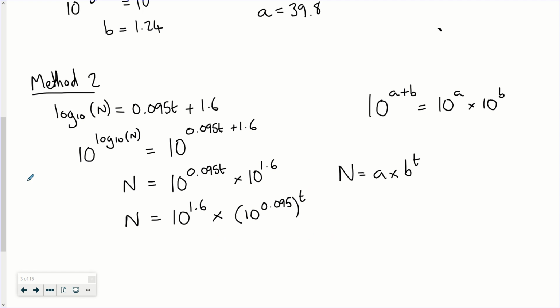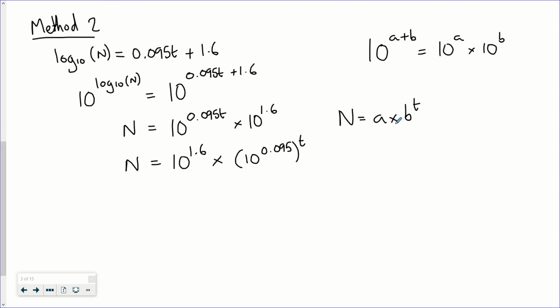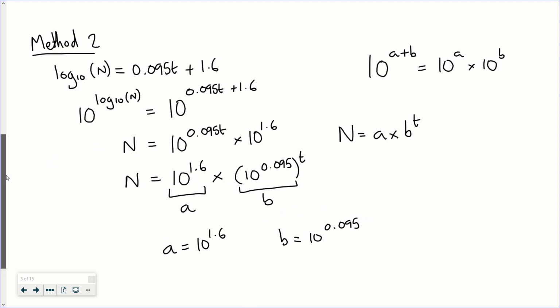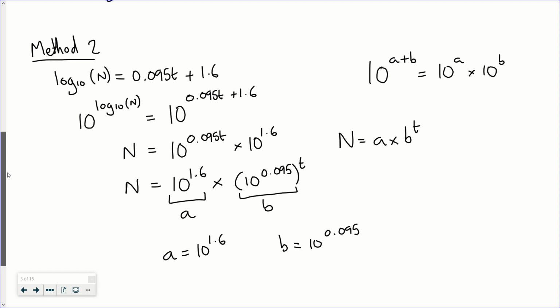So if we compare the model to this equation, you can see that this part is going to be equal to A, and this part in the bracket is going to be equal to B. So A equals 10 to the power of 1.6, and B equals 10 to the power of 0.095. And then you could work out a numerical value as we did in method 1. So you choose which method you prefer, method 1 or 2.